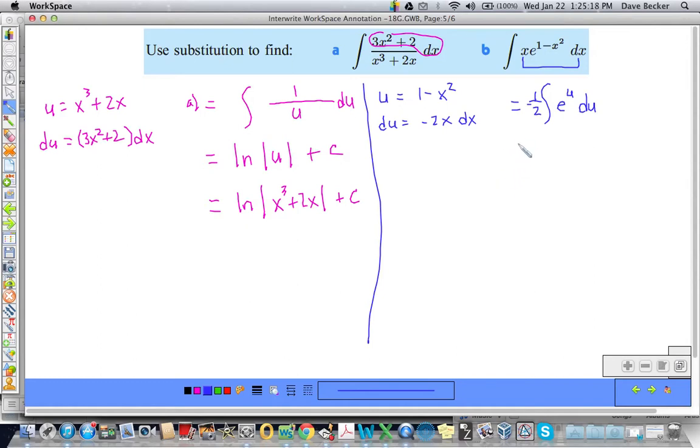Okay? And then this is no big deal at all, because the integral of e to the u is simply e to the u. So this becomes negative 1/2 e to the u plus c, which in turn becomes negative 1/2 e to the 1 minus x squared plus c. Again, if you don't believe this is working, you just take the derivative of this and you will end up with the integrand, x times e to the 1 minus x squared. Okay, another example.